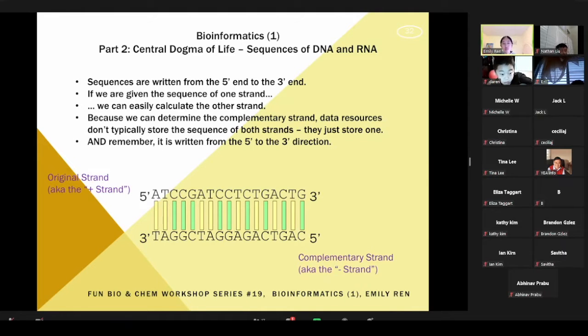And if we're given the sequence of one strand, we can easily calculate the other strand. So let's say we have a sequence from 5' to 3', ATCC. Then from 3' to 5', it will be TAGG.